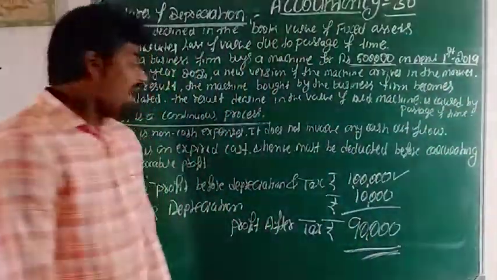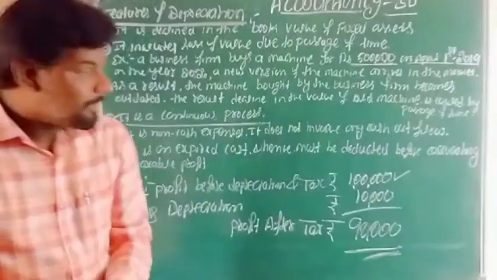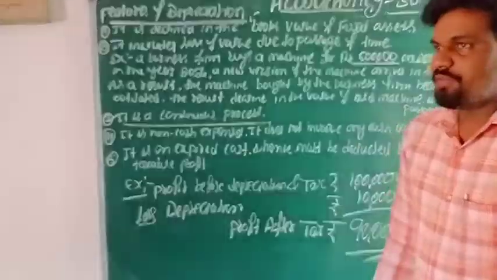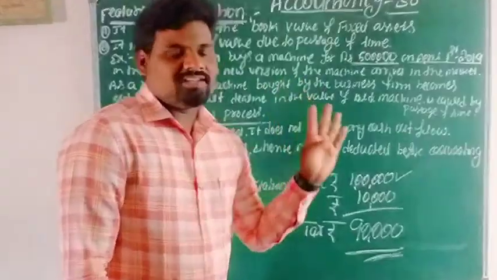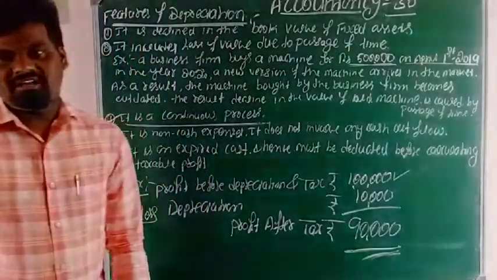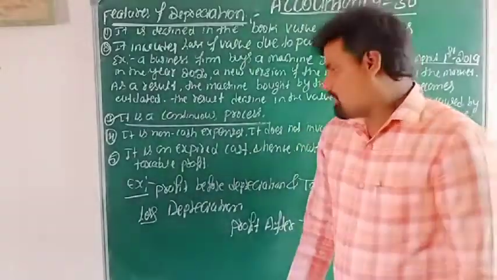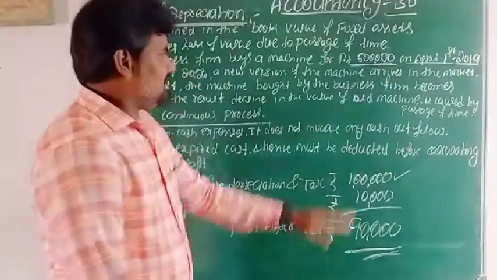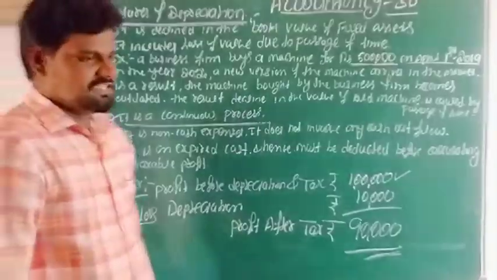Finally, it is an expired cost. The depreciation is an expired cost and hence must be deducted before calculating taxable profit. So at the time of calculating profit, we need to deduct depreciation as well as taxes in the business organization. After charging depreciation as well as tax, the final balance we can treat as profit in the business organization. So in this session, we have discussed the various features of depreciation.